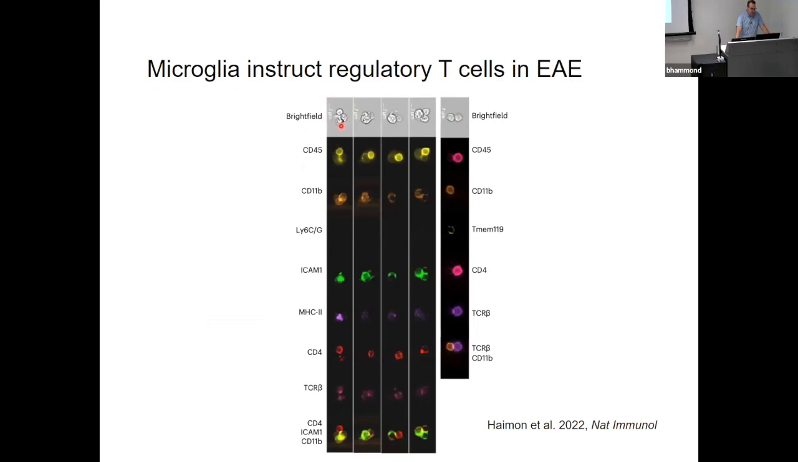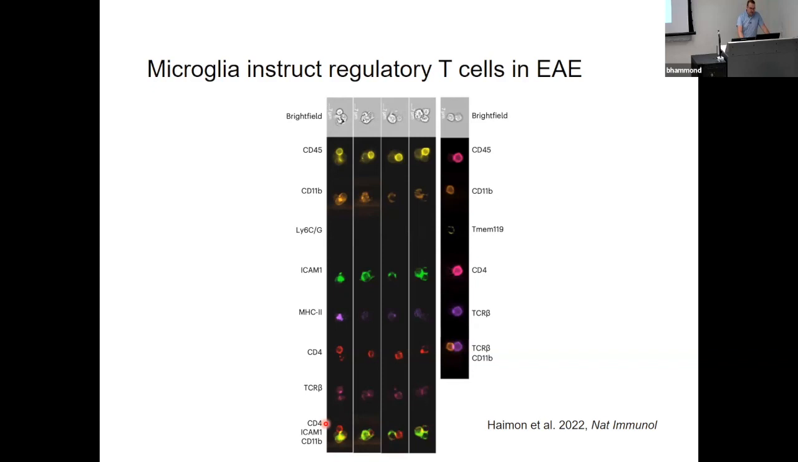And what's really interesting is you can see here, there are clumps of 2 to 3 cells in all of these. And I'll draw your attention to some microglia markers like CD11b, TMEM119, ICAM1, MHC2, and then some T cell markers in CD4 and T cell receptor beta. And you can see they are coming through together, forming these aggregates, suggesting that there is some sort of physical interaction occurring between microglia and T cells in this model of EAE.